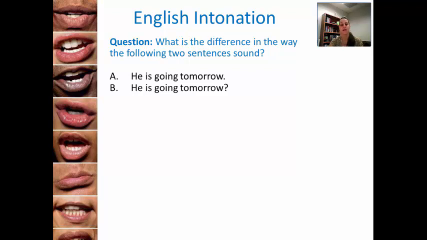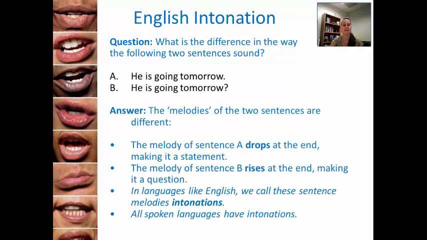So first of all, without even looking at the video where I've written these sentences, notice that you understand I'm asking a question, right? He is going tomorrow? And this is because the sentence ends on a rising tone. So these two sentences are very different because of the intonation patterns included in both. He is going tomorrow versus he is going tomorrow? The melodies of the two sentences are different. Sentence A drops, sentence B rises.